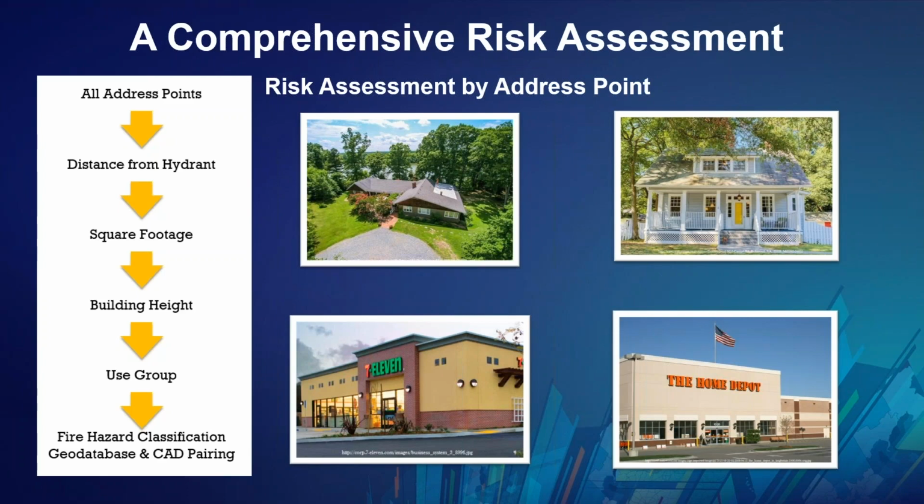So a lot of the assessments you'll see with community risk assessment or community risk reduction programs, or with the accreditation process, you'll see agencies do risk assessment over an area. So they'll do a first due area, they'll do a square mile.